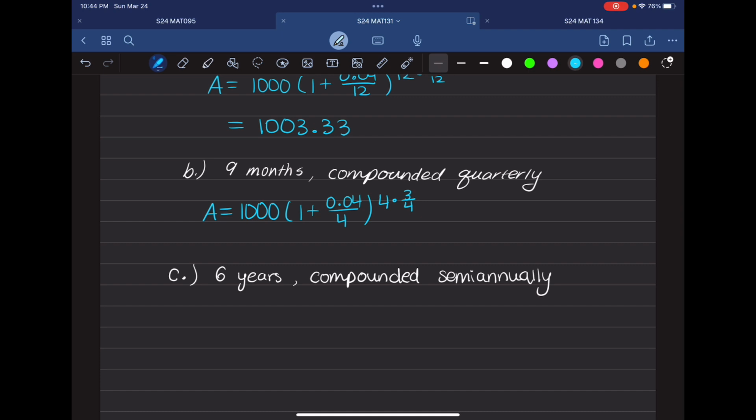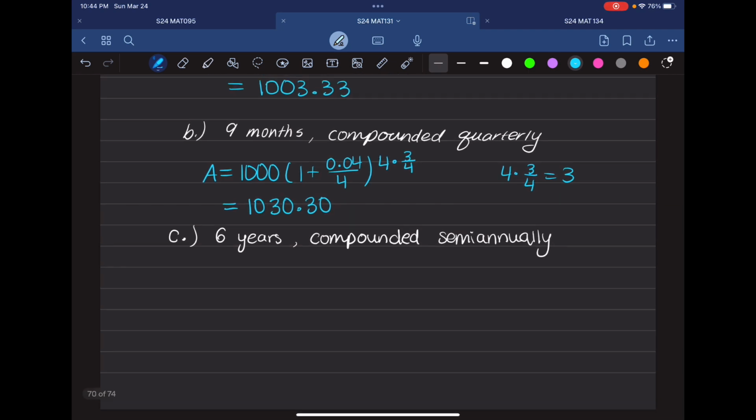And so we can type this into a calculator. Notice this 4 times 3/4 simplifies to 3, but you can just type the whole thing into your calculator if you really want to. And we end up getting that this is equal to $1,030.30. So slightly different than what we had for simple interest. It's very close, within 30 cents, but it's slightly different.